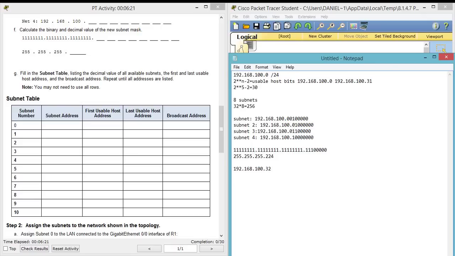So the first subnet address is going to be 255.255.255.32, first usable host, or I don't know, this is a subnet address, I guess it means network address. Okay, and first usable host address 192.168.100.33, last usable .62. Really not much to it if you think about it.